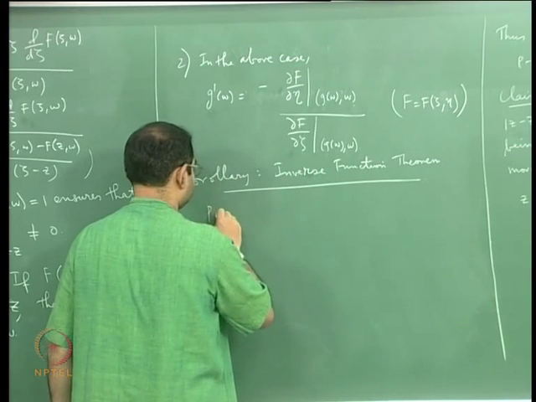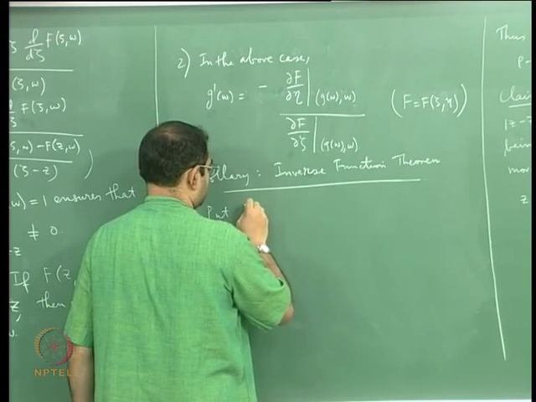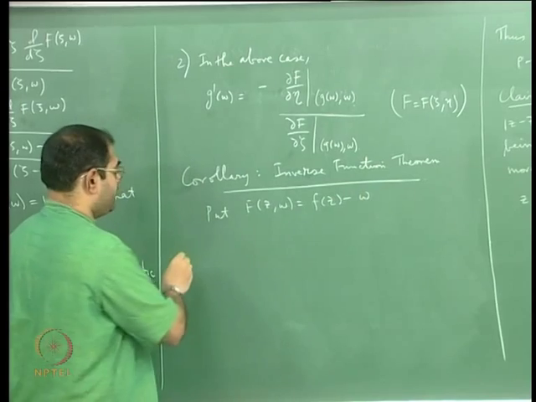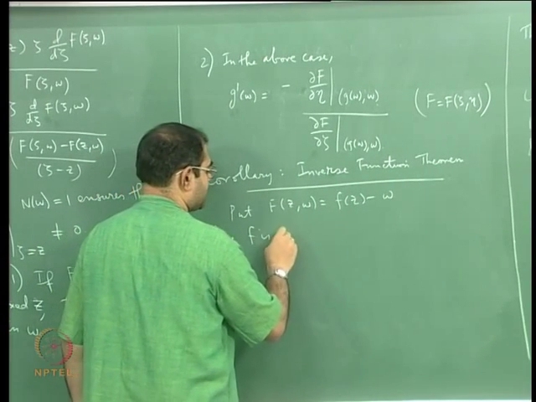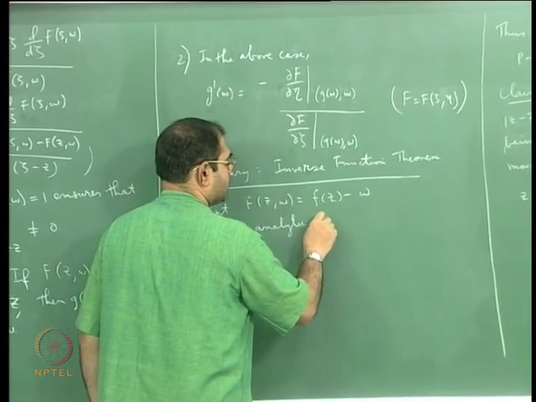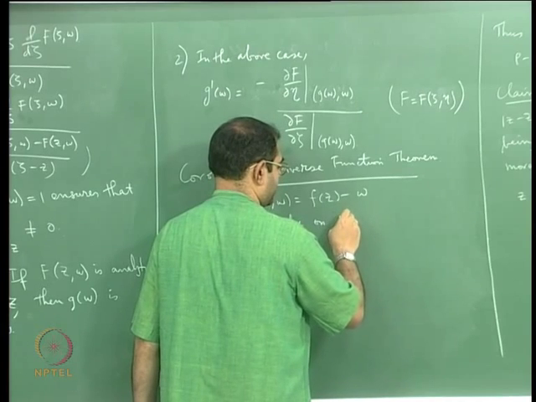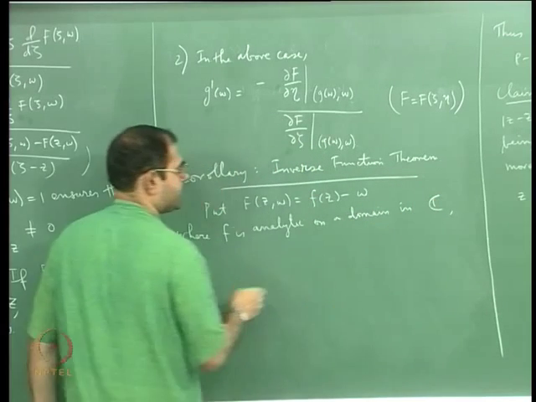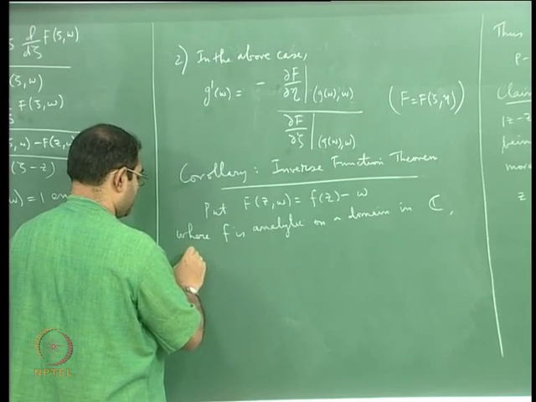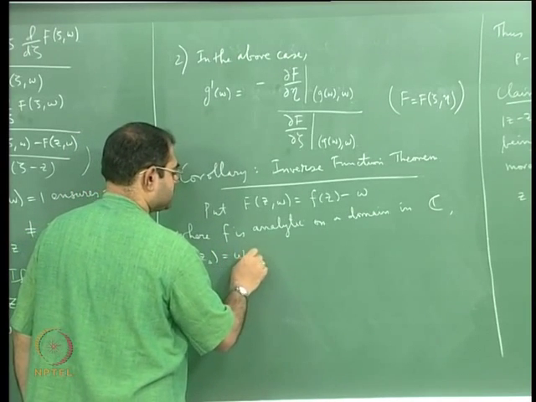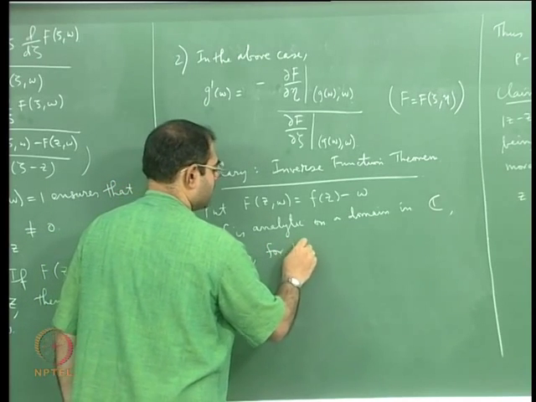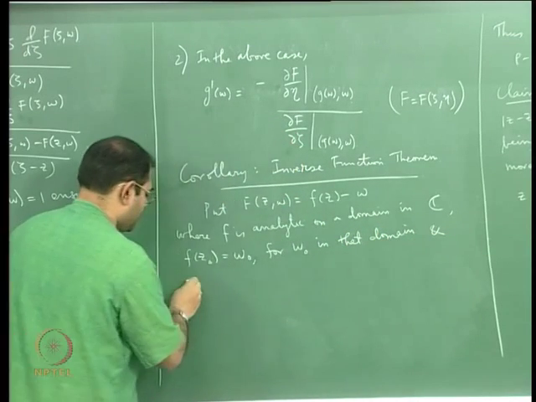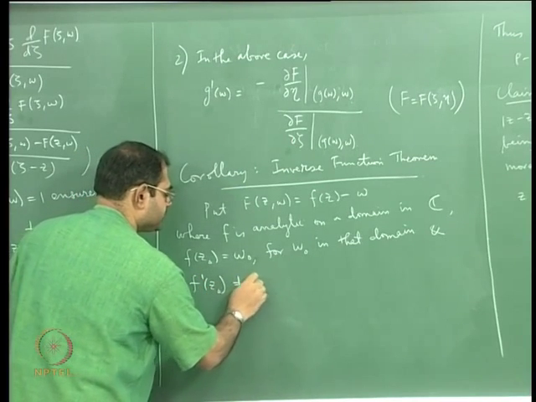What you do is put F(z, w) equal to f(z) minus w, where f is analytic on a domain in C, and f(z₀) is equal to w₀ for w₀ in that domain, and f dash of z₀ is not equal to 0.